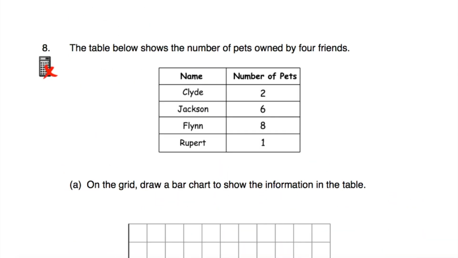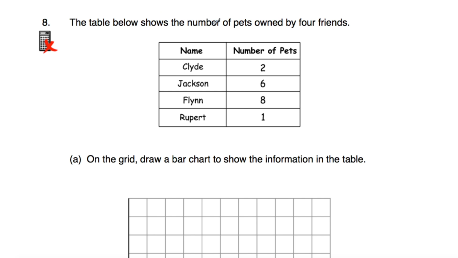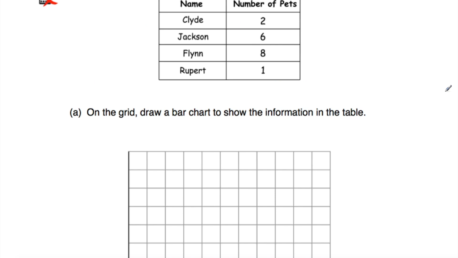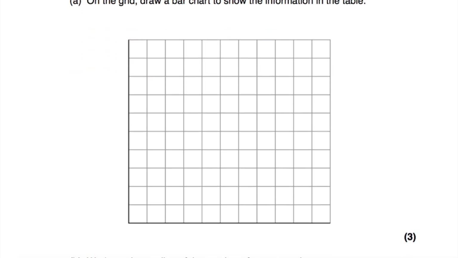So question number 8, it says the table shows below the number of pets owned by 4 friends. So Clyde has 2 pets, Jackson has 6 pets, Flynn has 8 pets, and Rupert's got 1 pet. And the question says on the grid, draw a bar chart to show this information. So let's show this information on a bar chart. So vertically, we need to go up to 8 pets. So let's have a look at this vertical axis.